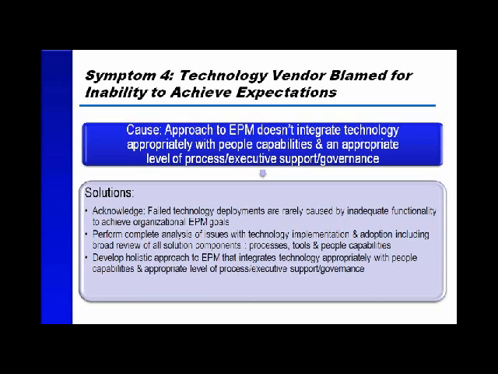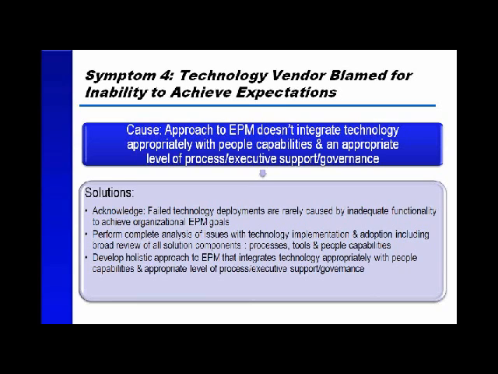But really, when we start looking at the causes, what we see is that the approach to enterprise project management, in those that fail, typically doesn't do a very good job of integrating the technology and the people capabilities, an appropriate level of process, and executive support and governance to really accompany that technology solution. So the solution we see to this symptom and this root cause is to acknowledge that failed technology deployments are rarely caused by inadequate functionality.